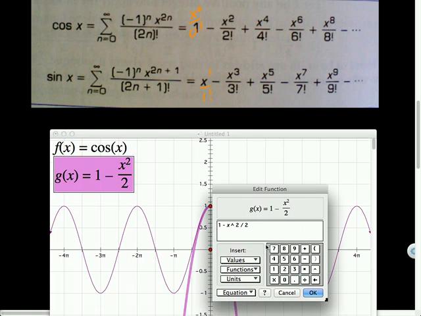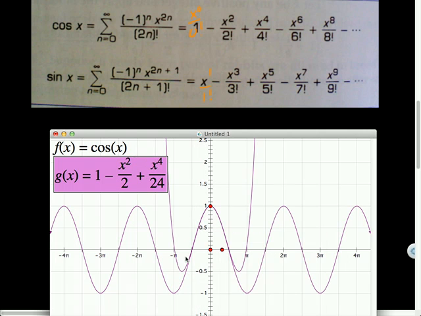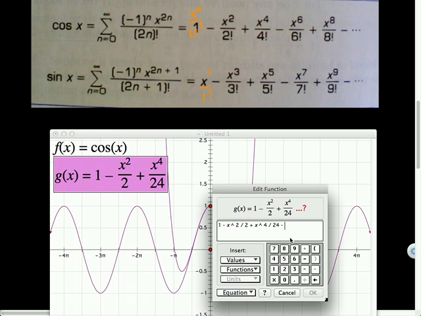So let's add one more term here. X to the 4th divided by 4 factorial, which is 24. And notice now what I get. It's a little bit more accurate, a little bit further out. And then eventually it still goes crazy. And watch what happens. Now let's add another one. X to the 6th divided by 6 factorial.